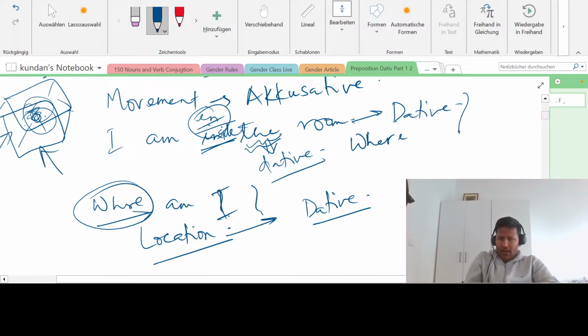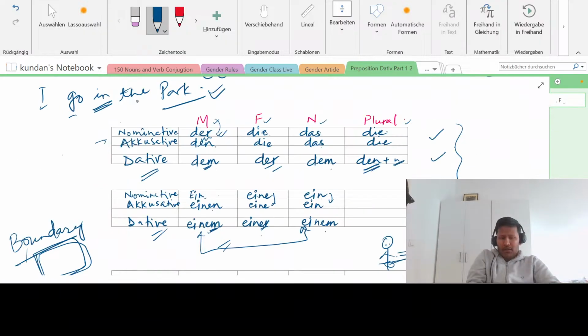Now after you have understood these two concepts, that when there is a movement from somewhere to somewhere, then it is accusative. Whenever there is location, the question is where, not where to, then it is dative. Now, what is the preposition here? The, right? Sorry, this is the article. What is the preposition? In, right? So the article will change based on this one. So I am going in the park.